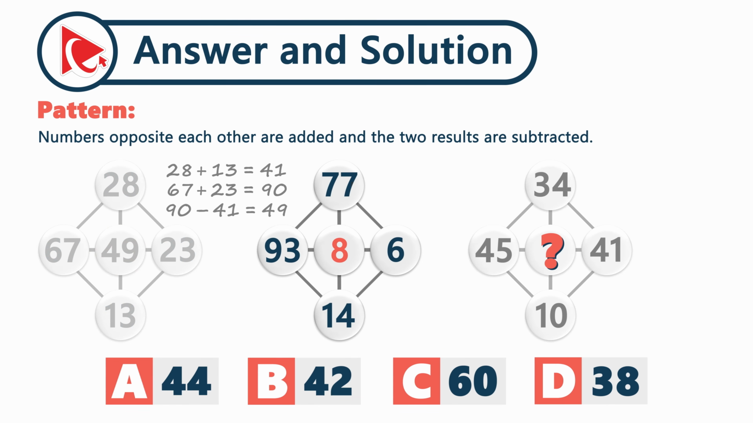Let's look at the second rough diamond and validate our pattern. 77 plus 14 equals 91. 93 plus 6 equals 99. 99 minus 91 equals 8.